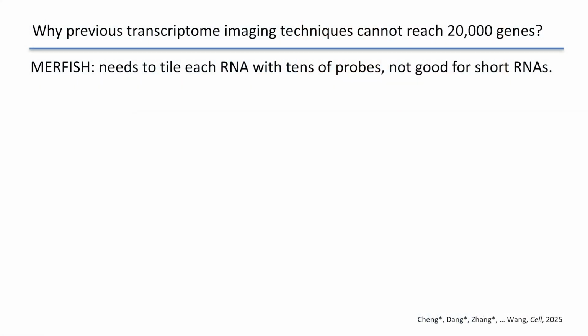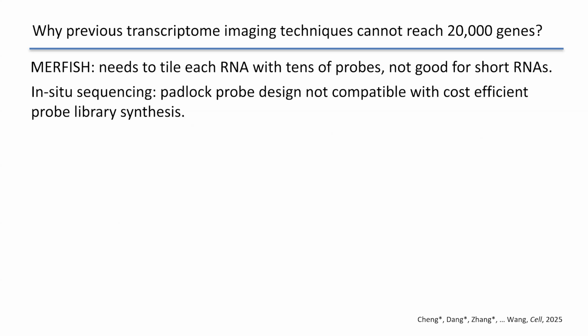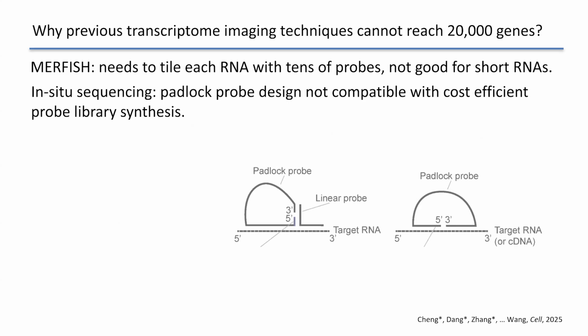For RAEFISH, it's because it needs to tile each RNA with tens of probes, so it's not good for short RNAs. For in situ sequencing techniques, one of the reasons is because the padlock probe designs in these techniques are not compatible with cost-efficient probe library synthesis. In situ sequencing techniques rely on these padlock probes and rolling circle amplification to amplify a short target sequence so they can actually probe short RNAs.